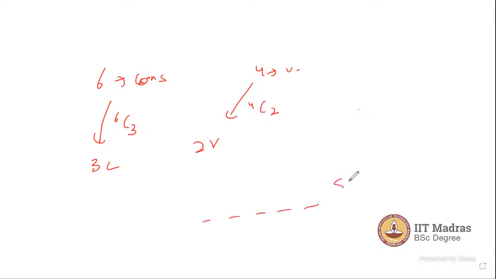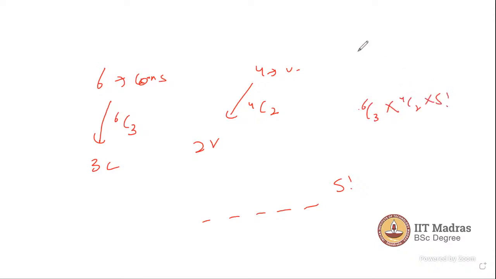Yes, there are 6 consonants and 4 vowels. You have to use only 3 consonants and 2 vowels, right? Right. First, we choose 3 consonants and 2 vowels, then we arrange them, which can be done in 5 factorial ways. Okay. All right. Thank you so much, sir.